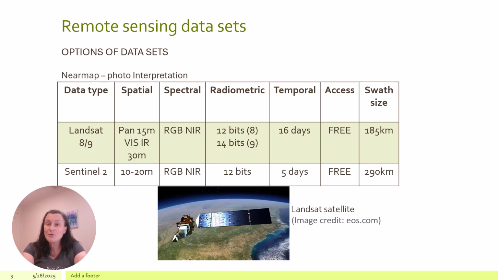In terms of spectral resolution, we mainly need the red and near infrared bands. We might use a normalised difference vegetation index. This data is all free access and it has suitable temporal resolution.